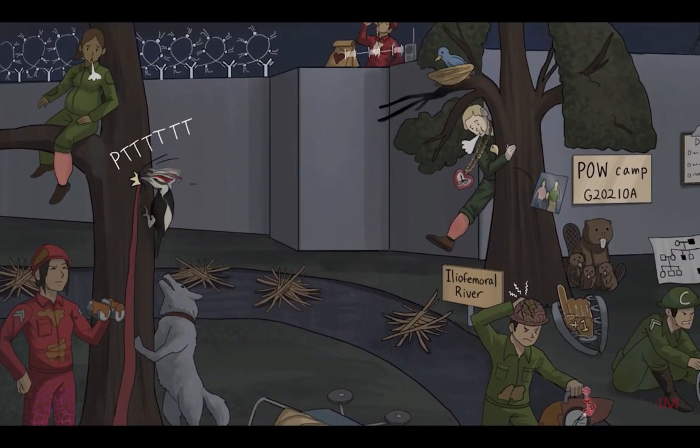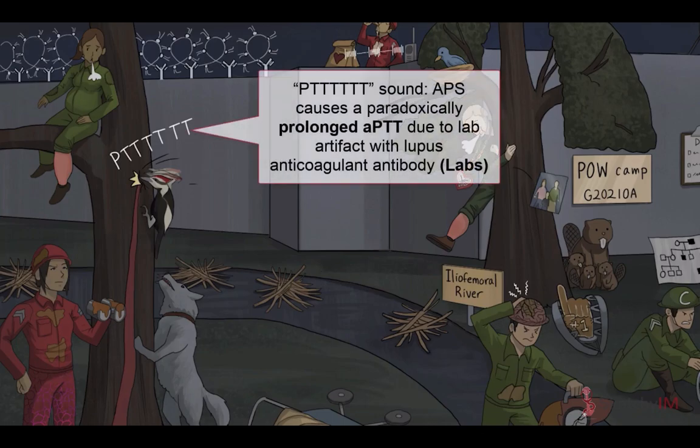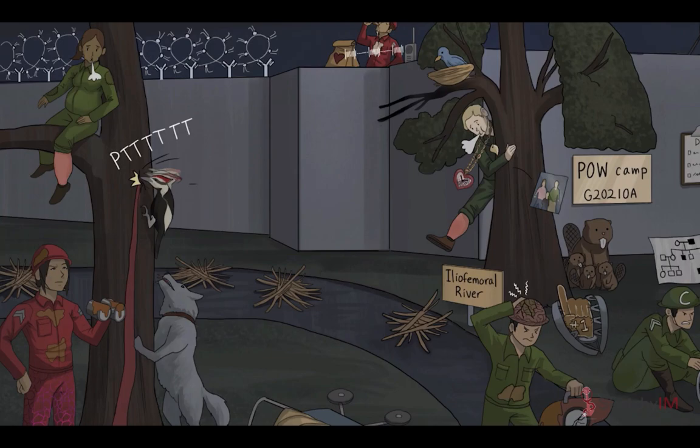In addition, the APTT may also be elevated. Wait, aren't we talking about hypercoagulable disorders? Why is the APTT prolonged? This paradoxical effect is caused by the lupus anticoagulant autoantibody. These autoantibodies bind and disrupt function of phospholipids, some of which are used to measure the activated partial thromboplastin time. The end result is a prolonged APTT that won't correct even when mixing with normal plasma. But don't worry, it's just a lab artifact. The patient is definitely still hypercoagulable.